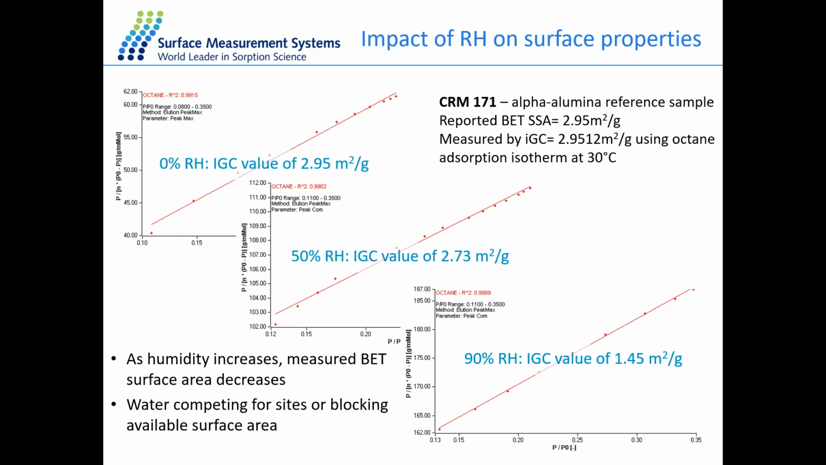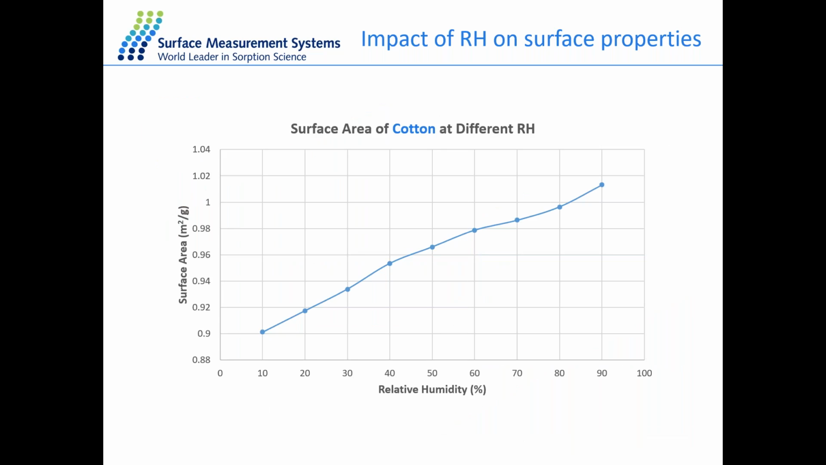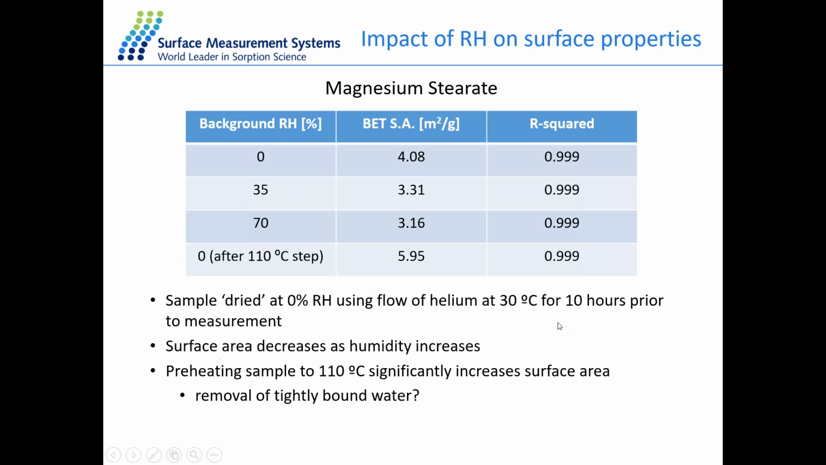So in this case, for this alumina sample, the surface area decreases with increasing humidity. But the cotton sample shows a different trend. Here's the cotton also with the humidity studies. With increasing humidity, this time the surface area of the cotton sample also increased by around 10%, which is probably due to the hydrophilic character of the cotton fiber, where the water molecules go to the bulk and make the fiber swell, which increases the surface area with the increase in humidity.